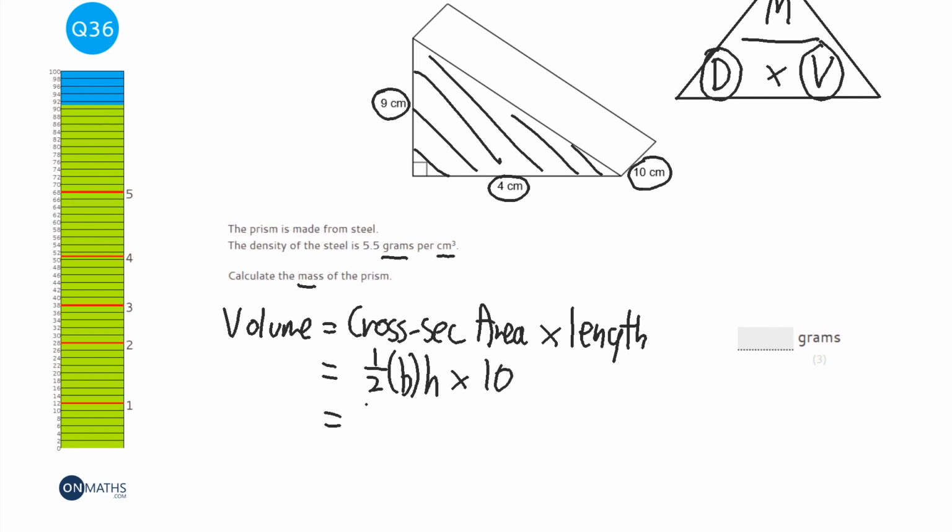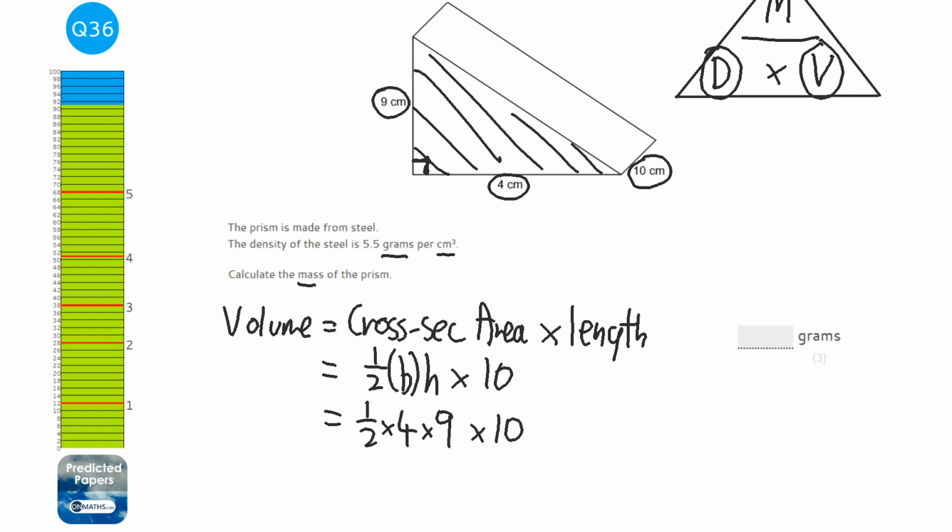The base, which is 4, so it's half times 4 times the height, which is 9 times 10. Now, the reason I know the height is 9 is that it hits the base at right angles, and that's really important. The base and the height must be at right angles. And don't forget to halve it.